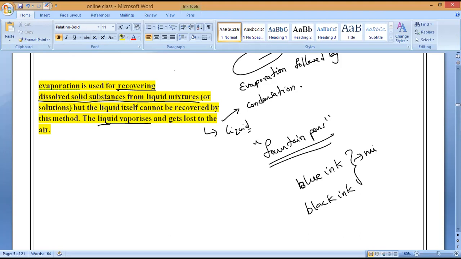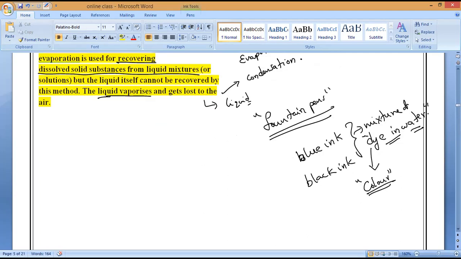What is this, guys? It is a mixture of dye. What do you mean by dye? Dye in water. So ink is a mixture of dye in water. What do you mean by dye? How many of you know dye? Color, sir. Dye means color.